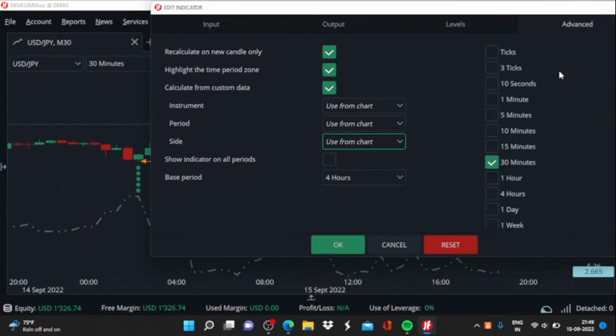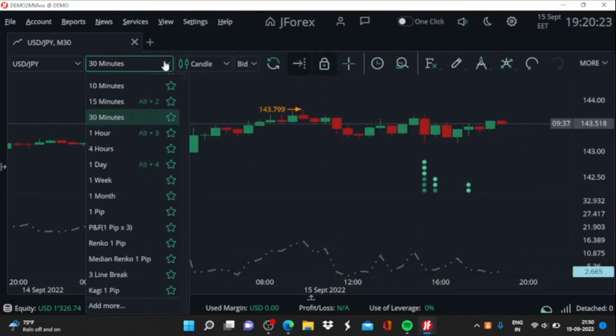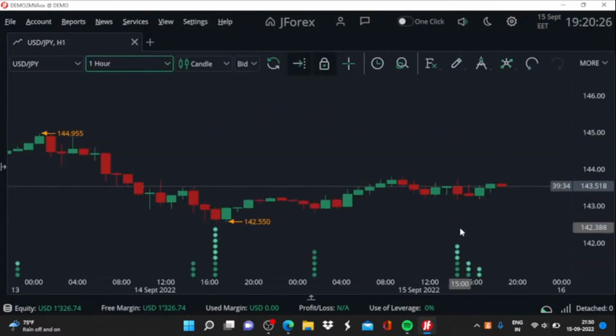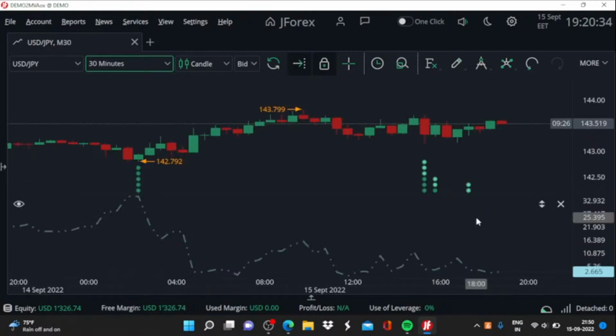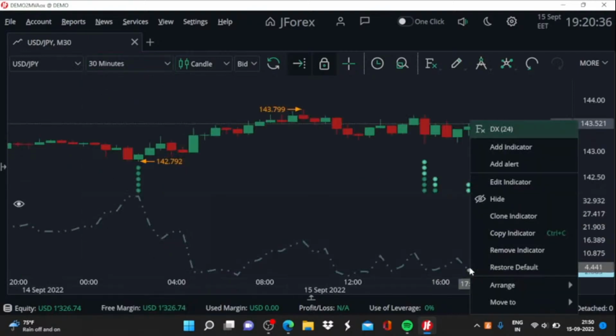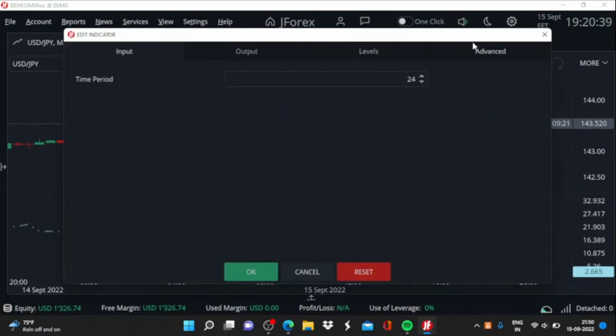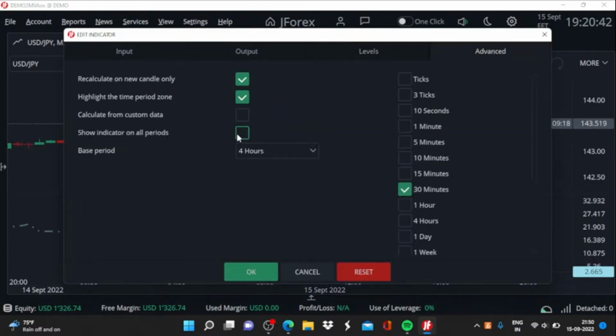If you opt out of this, then you have to specify on which time frames this indicator should be plotted, and only on those time frames the indicator will appear, and on other time frames there won't be any plotting of this indicator. So this is the hourly, and there is no DX plotted in the bottom half of this chart. Base period can also be defined using these four options. It can be none, 4 hours, day, or week. Generally, it doesn't really make much of a difference.